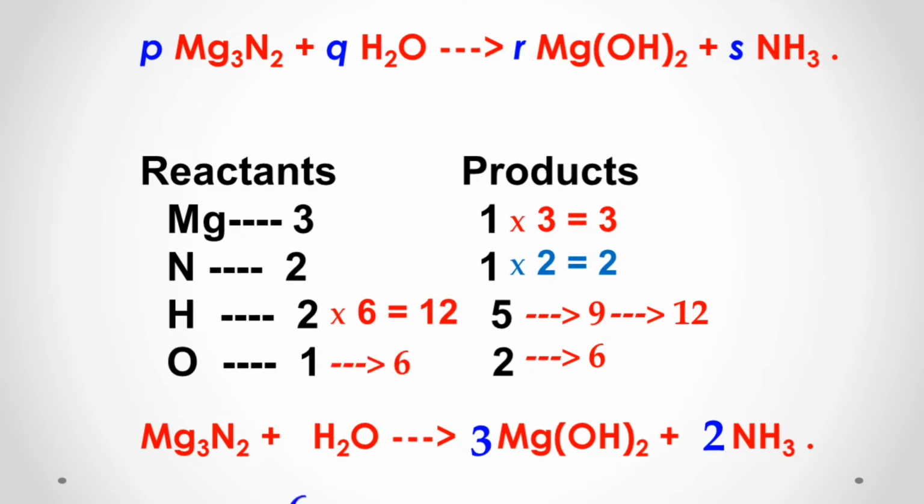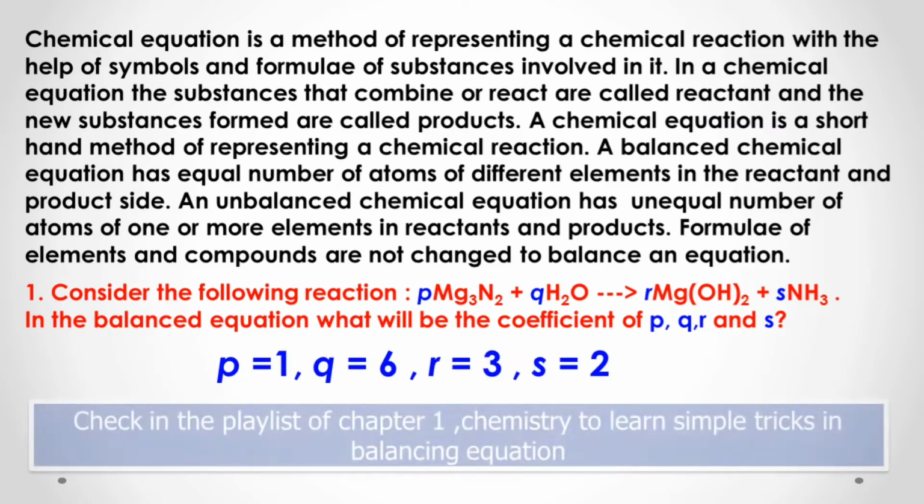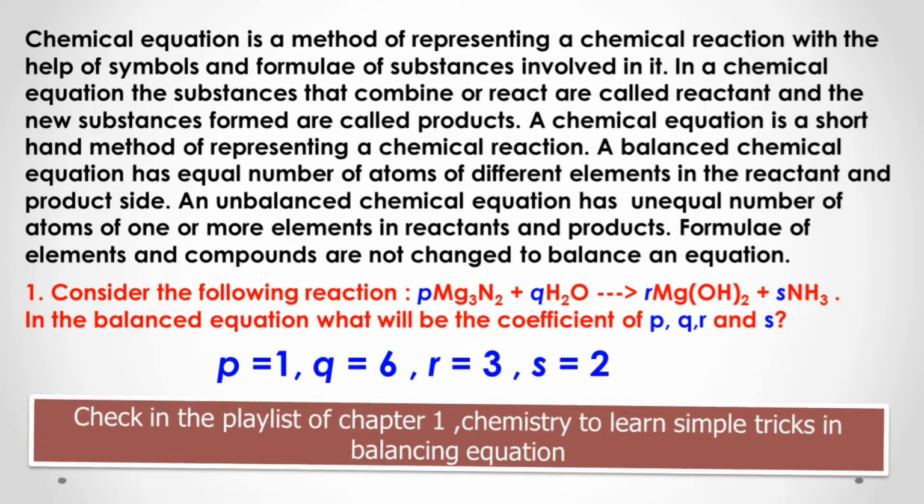Now let's check whether all our atoms are balanced or not. So after substituting 6, I can see that all the atoms are balanced. That means the values of the coefficients of P, Q, R and S are: P is equal to 1, Q is equal to 6, R is equal to 3 and S is equal to 2.